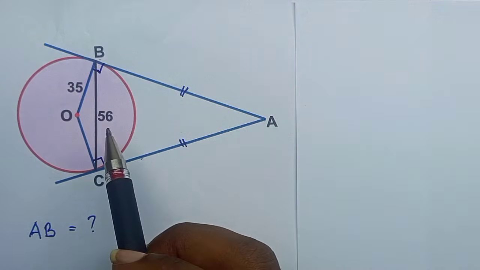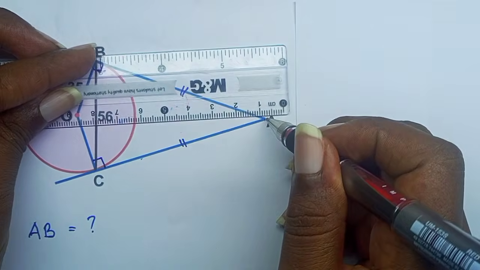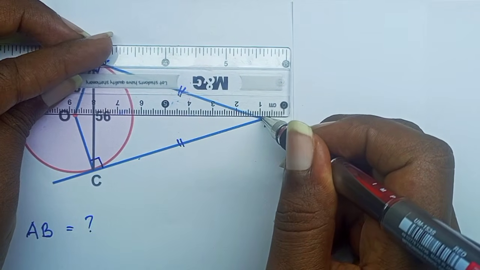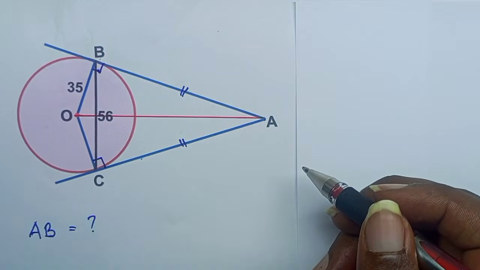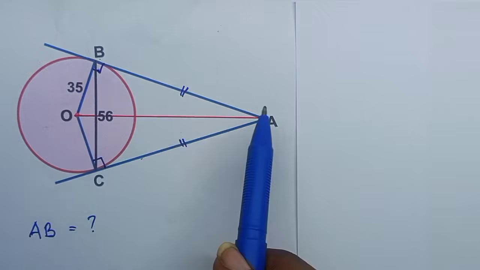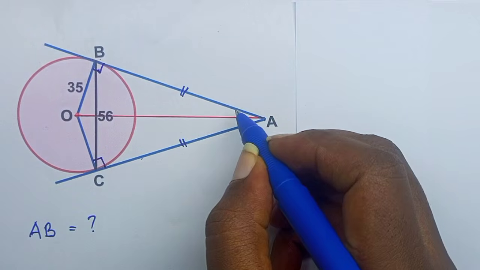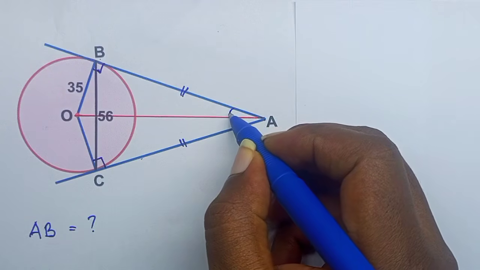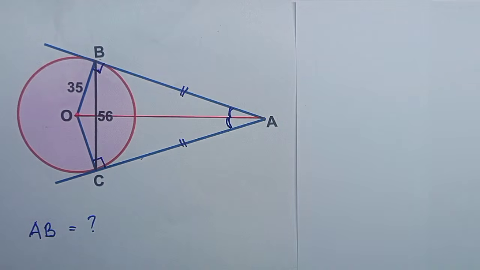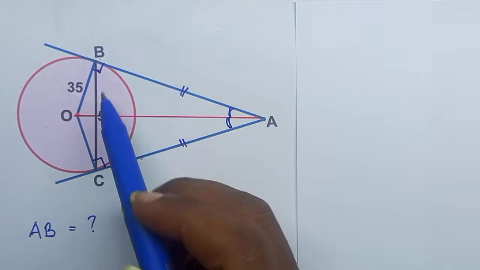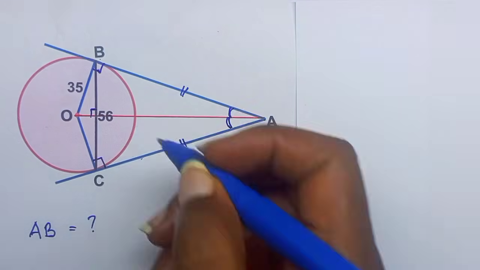So the next step, let us connect center O to point A. So we connect the center to this point where the two lines meet, just like that. Now, line OA is an angle bisector, so it divides this angle into two equal parts. So this angle is equal to this angle. Also, you have to note that this line BC is perpendicular to the line OA. So this is 90 degrees.